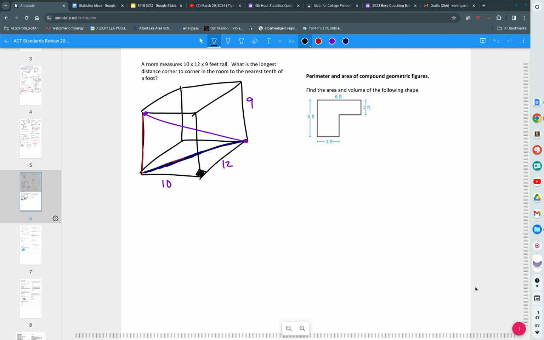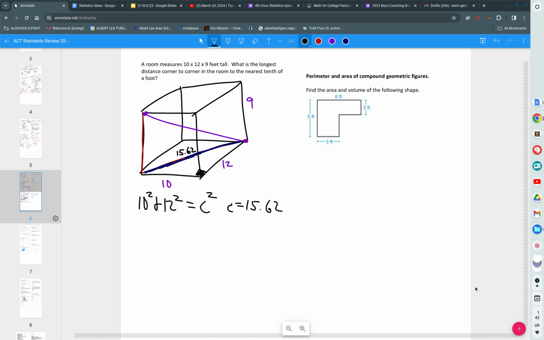If I want to figure out the purple length, I'm going to start by figuring out the blue length, which would be 10 squared plus 12 squared is equal to, we'll say, c squared. So let me calculate that. 15.62. Great, so we've got 15.62. That's equal to the hypotenuse.